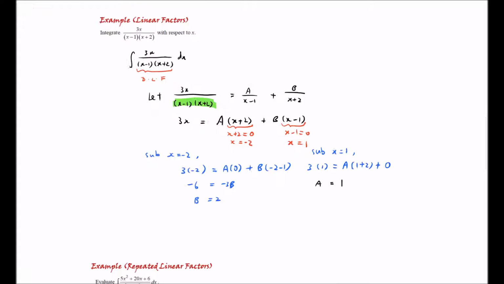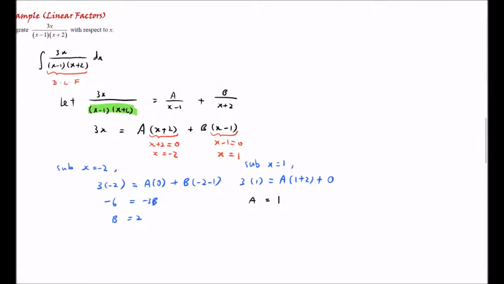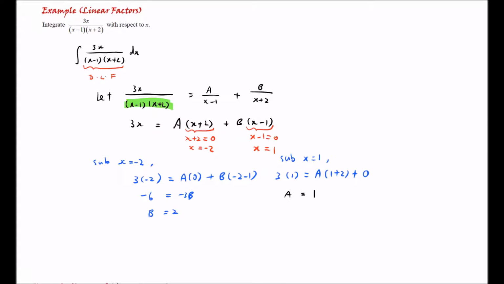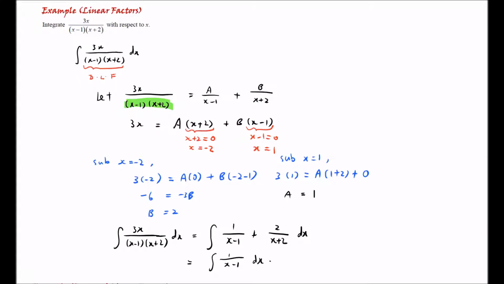So now after finding a and b, we are ready to integrate the fraction. We get the integral of 3x over (x minus 1)(x plus 2) dx equals the integral of the partial fractions, which is 1 over x minus 1 plus 2 over x plus 2 dx. So we can break into two additions and integrate each individually, plus 2 times the integral of 1 over x plus 2 dx.